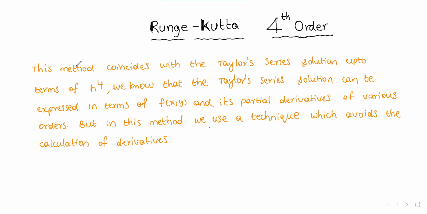Today I am discussing the topic Runge Kutta method, fourth order. This method coincides with the Taylor series solution up to terms of h power 4. We know that the Taylor series solution can be expressed in terms of f of x, y and its partial derivatives of various orders. But in this method, we use a technique which avoids the calculation of derivatives.